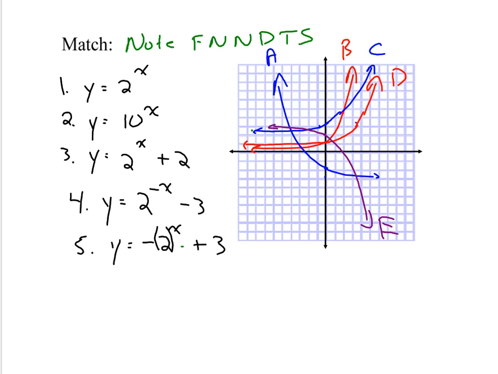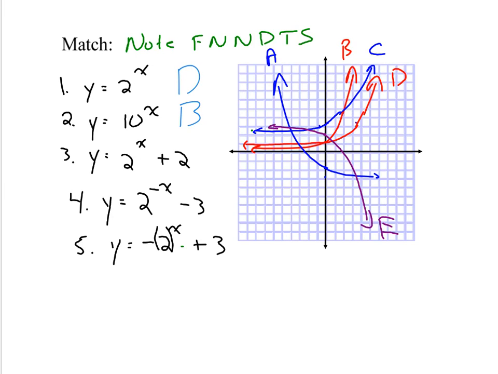Okay, if you look at the first two, y equals 2 to the x and y equals 10 to the x, those are going to be very similar functions, but y equals 10 to the x is going to shoot up much faster than y equals 2 to the x. So we're looking at our graphs. B and D are our basic exponential functions. B must be the second one because it shoots up faster, and D would be our first one because it shoots up fast, but not quite as fast.